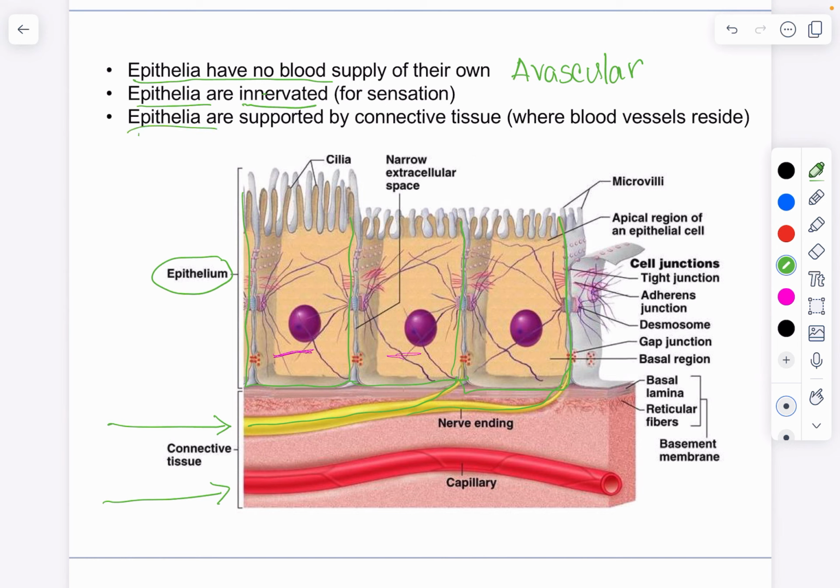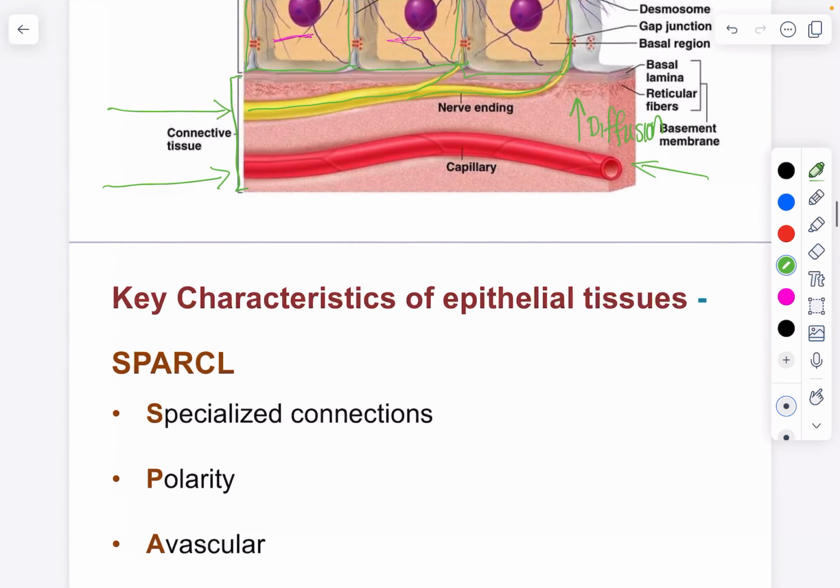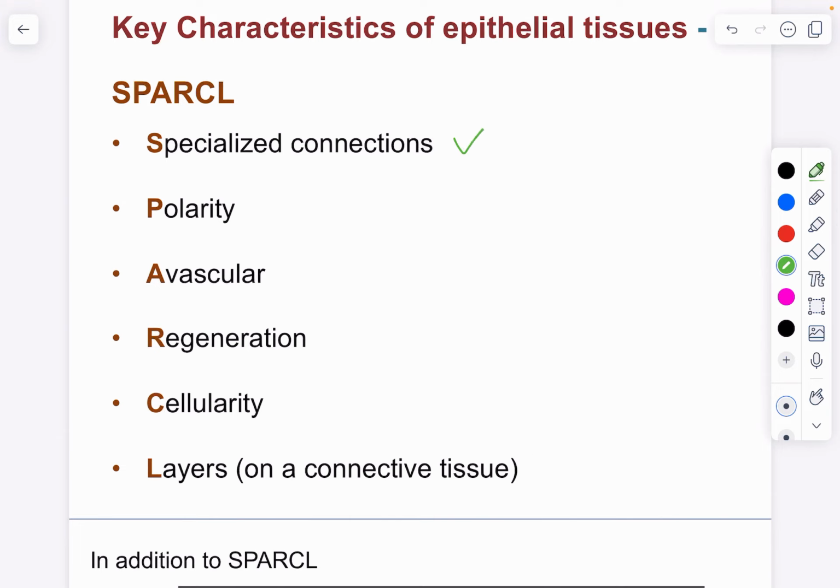So this third point is that the epithelial tissue is usually supported by connective tissue. That's what you're seeing here, because they are not getting a direct blood supply from this vessel here, these cells are relying on diffusion of nutrients. You can't really see that when I'm writing in green. I should probably change colors there. Okay, so where are we? So we did specialized connections, we did polarity, we talked about it being avascular, a couple other features.